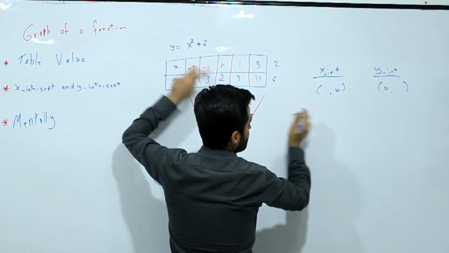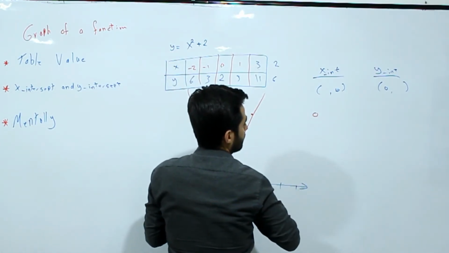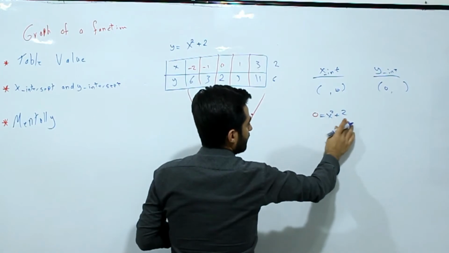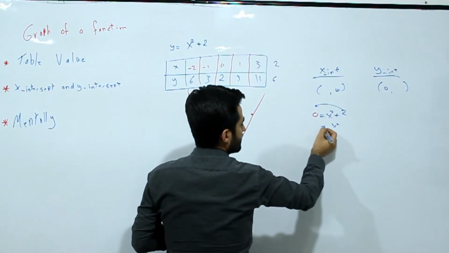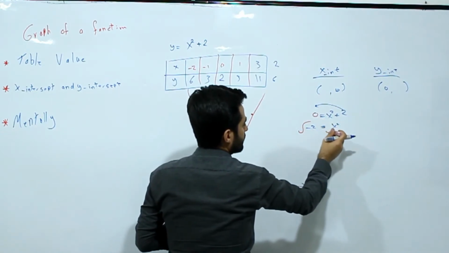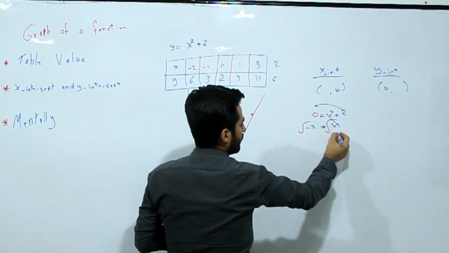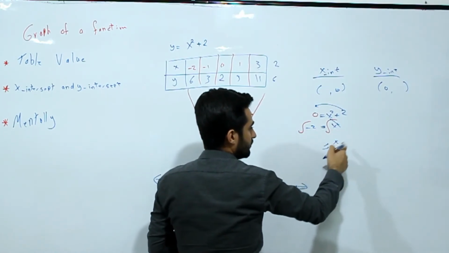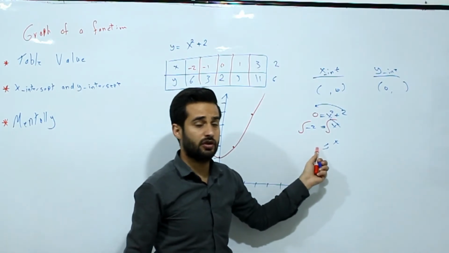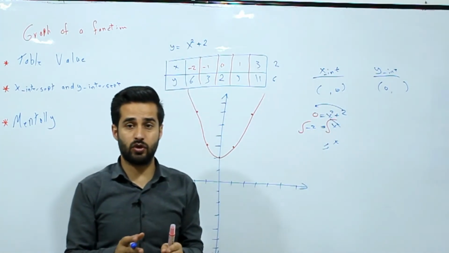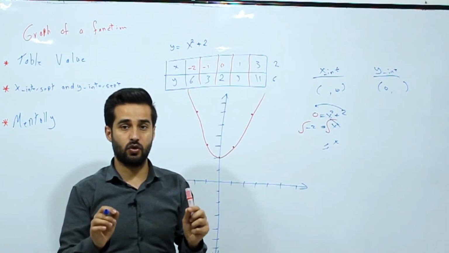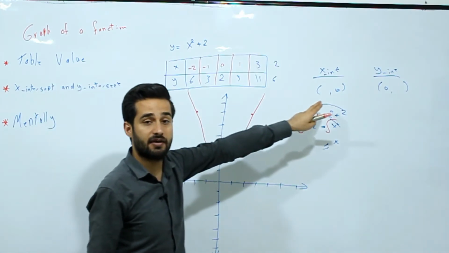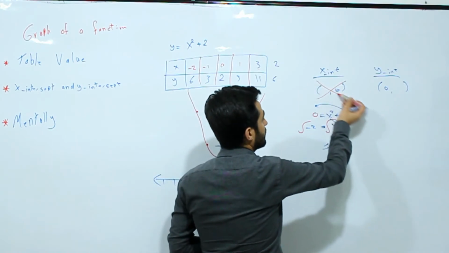So we can say 0 is equal to x squared plus 2. And then take this to the other side. x squared is equal to minus 2. Take the square root. So then we can say x is equal to the square root of minus 2. So we can say no solution for the x-intercept, or this graph does not touch or cut the x-axis. Look, this graph, we don't have an x-intercept here.